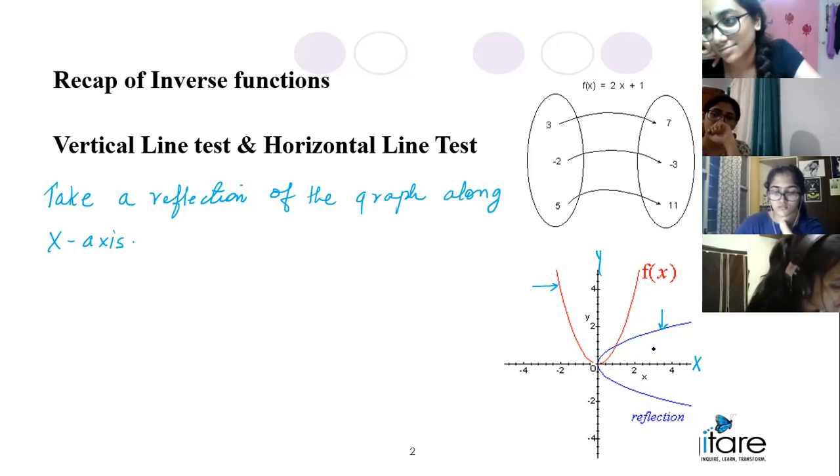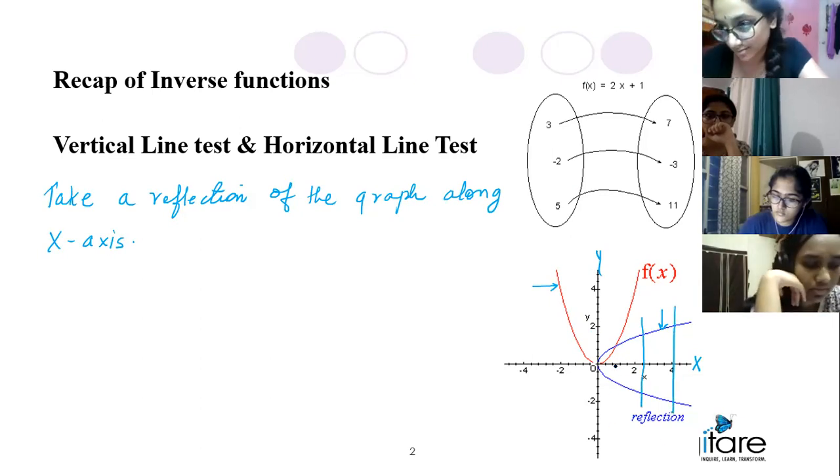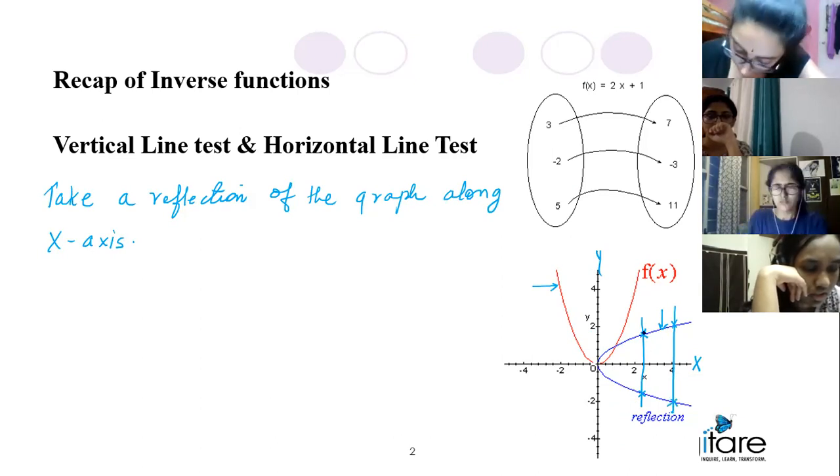Okay, then what you do here, once again you draw the vertical line. You check if this fellow has one intersection or multiple intersections. Okay, here you see the vertical line is cutting the graph in more than one place.